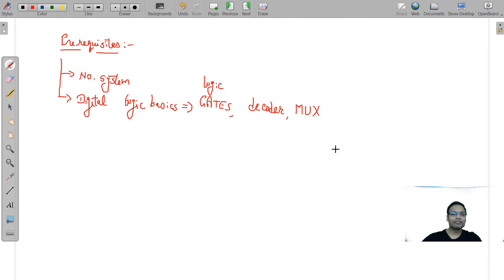If you are not fine with this, then hardly one day it will take to revise all this: how a decoder works, how a multiplexer works. Just revise these things, brush up on them, and you will be fine to learn this specific course. So these are the prerequisites about the course. Let's go further and let's start.